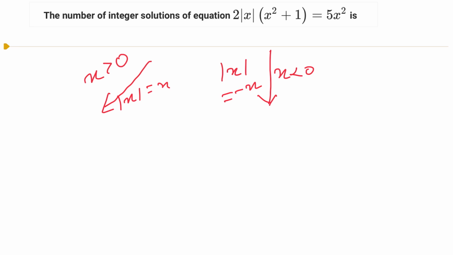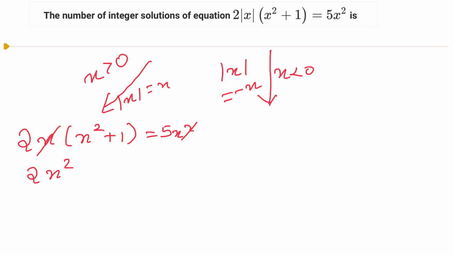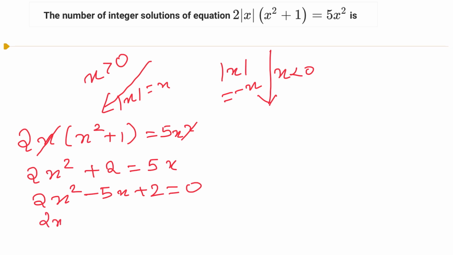When x is greater than 0, we can say that mod x will be equal to x only. So the equation would become 2 into x square plus 1 will be equal to 5x square, right? So x being greater than 0 will get cancelled from both sides, and we get a quadratic: 2x square plus 2 would be equal to 5x. Take 5x on the left hand side, we have 2x square minus 5x plus 2 is 0, right? This is a quadratic equation which we can very easily factorize, and we can get (2x minus 1) into (x minus 2) equal to 0.